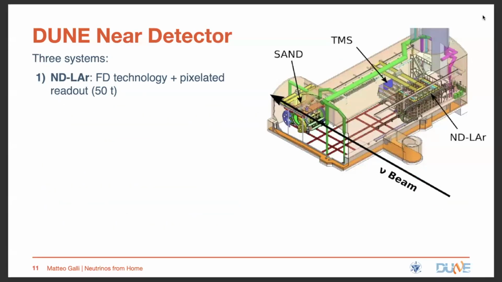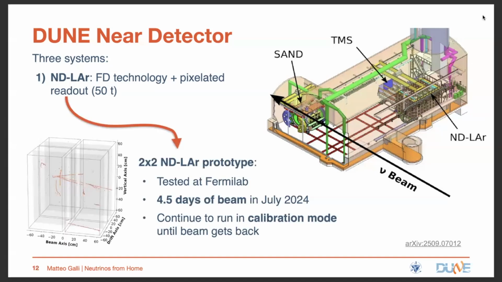Speaking about the near detector, it includes 3 complementary subsystems. The first one is a 50-ton liquid argon TPC with pixelated charge readout matching the far detector technology, and a prototype called the 2x2 has been built for this detector and recently tested at Fermilab with almost 5 days of beam and is currently collecting calibration data.